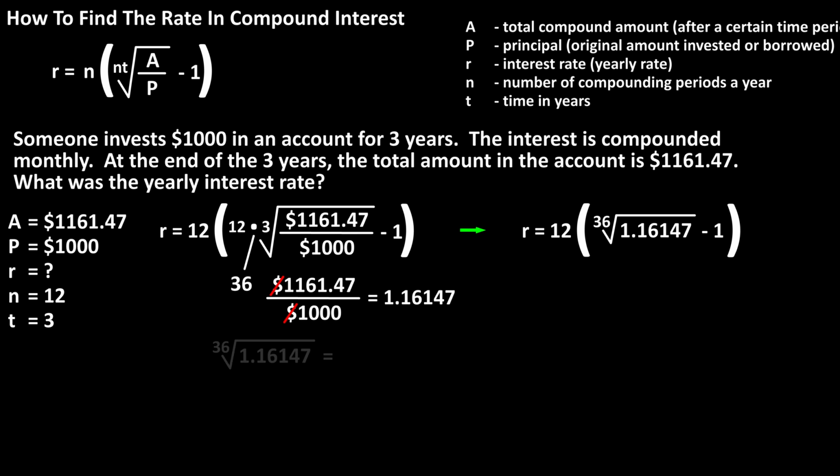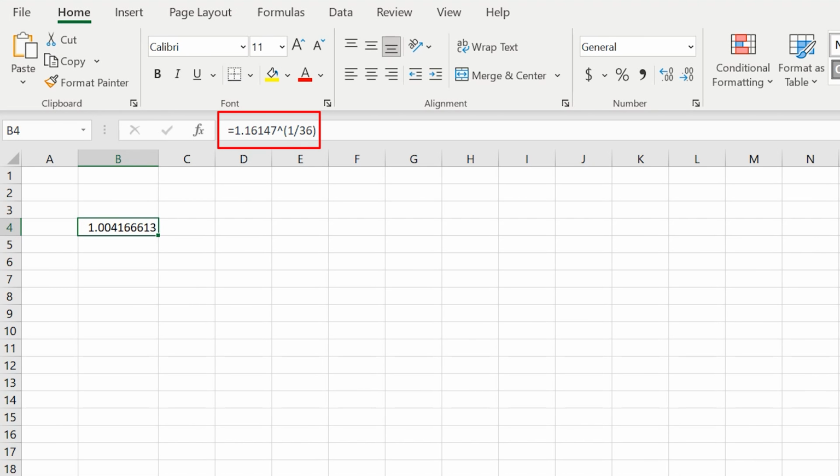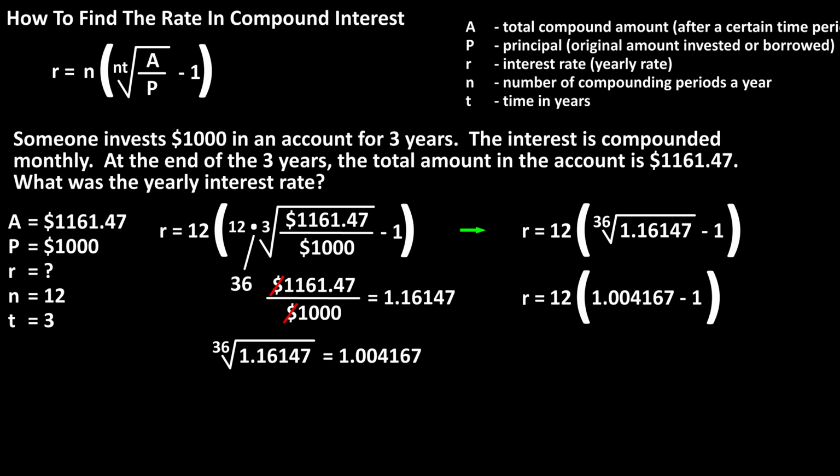Next, to find the 36th root of 1.16147, we will use Excel. The text for this in Excel is equal sign 1.16147, caret symbol, or shift 6, open parentheses, the number 1, forward slash, 36, close parentheses. And this calculates to 1.004167 rounded off. So now we have 12 times the quantity 1.004167 minus 1 equals R.